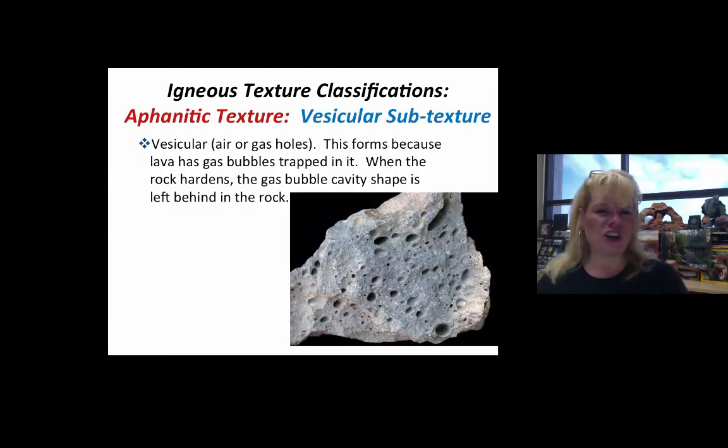So vesicular means this. Do you see the bubbles that are in this rock? Those are called vesicles, and this forms because the lava has gas bubbles trapped in it as it is cooling at the surface. So these gas bubble cavities are left behind in the rock when the lava cools at the surface. This is an immediate dead giveaway that you're dealing with an extrusive volcanic rock when you have vesicular subtexture.